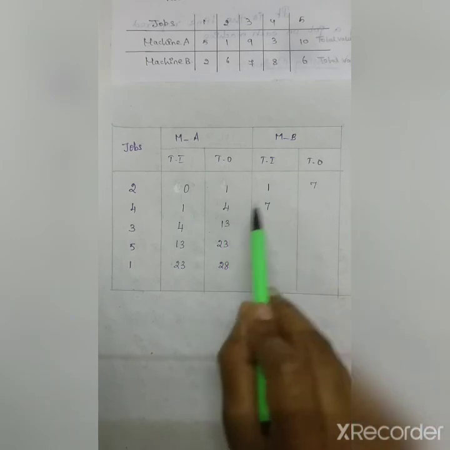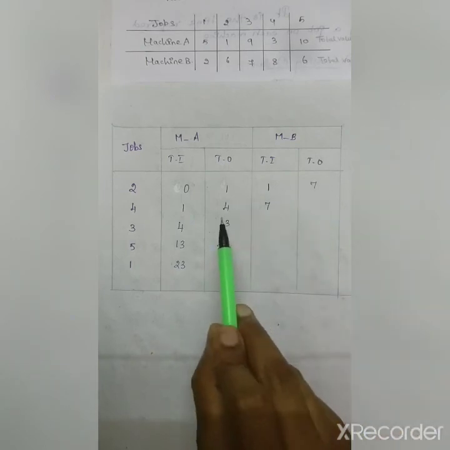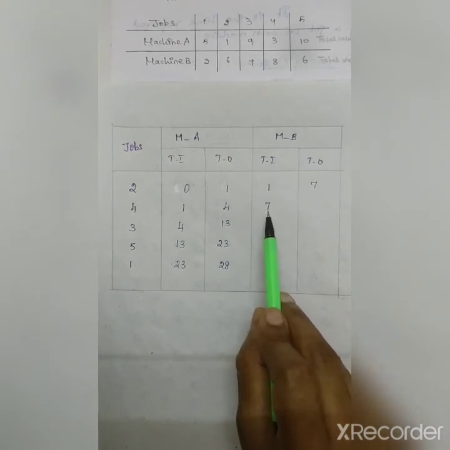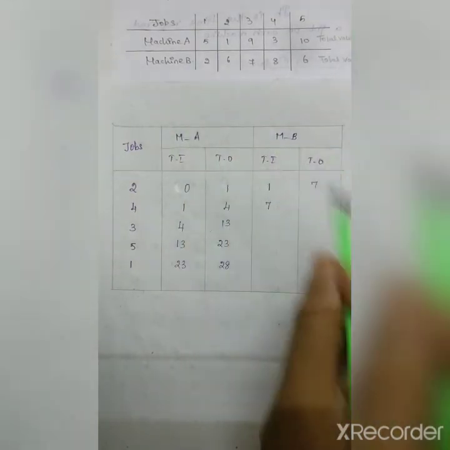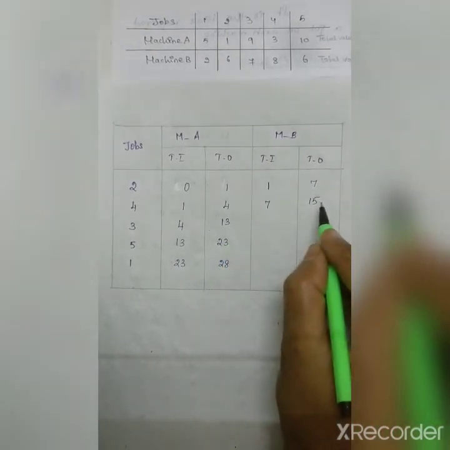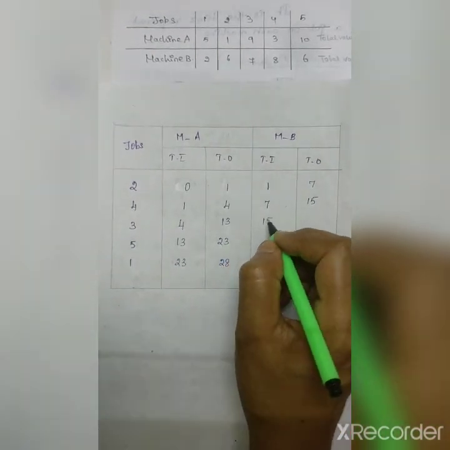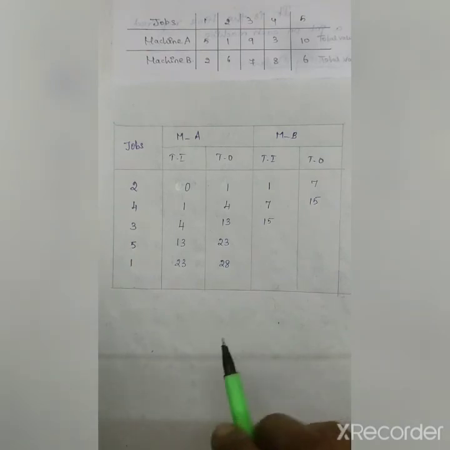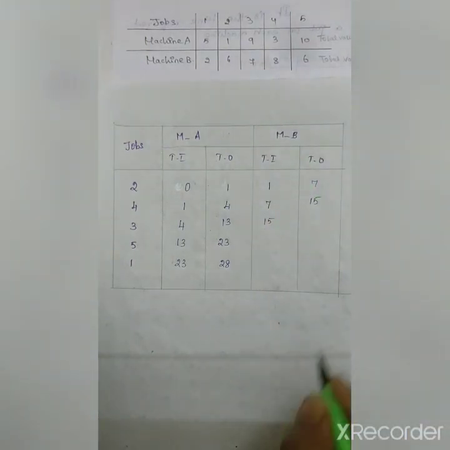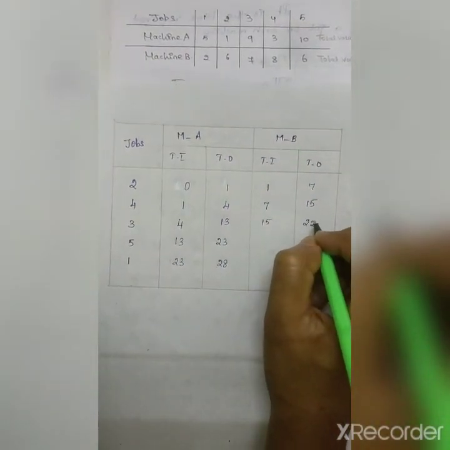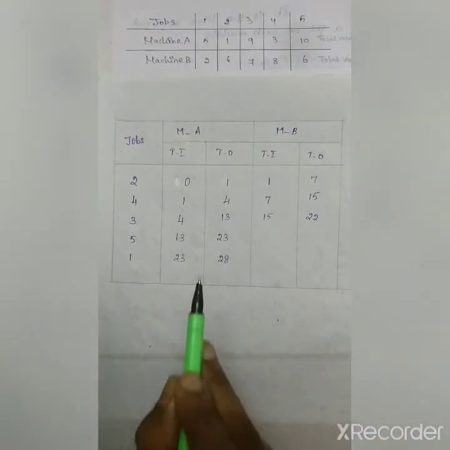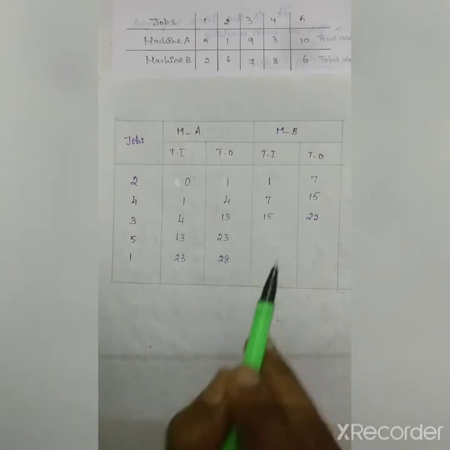So here we have to compare these two values. Which one is the biggest? It should appear here, so 7 will be here. The fourth job's processing time for machine B is 8, so 7 plus 8 is 15. Here you compare 13 and 15. 15 is the biggest one, so time in is 15. For 15, the third job for machine B is 7, so 15 plus 7 is 22. Now here, 22 and 23, the biggest value is 23, so you write 23 here.